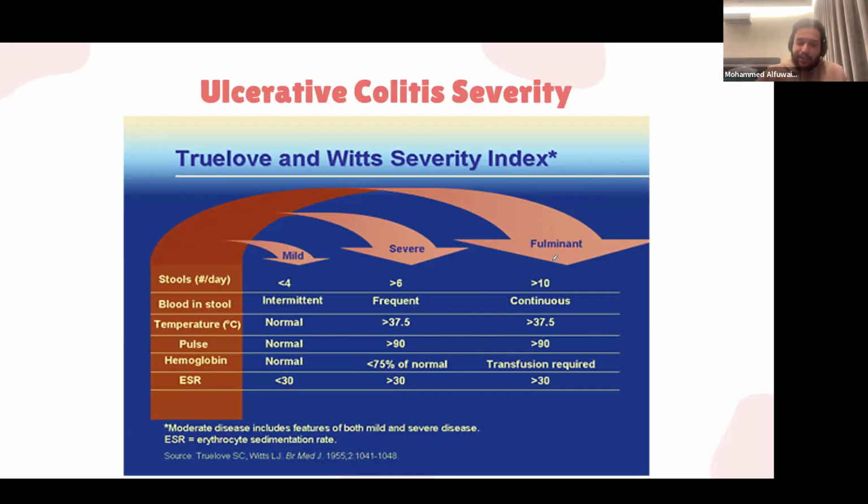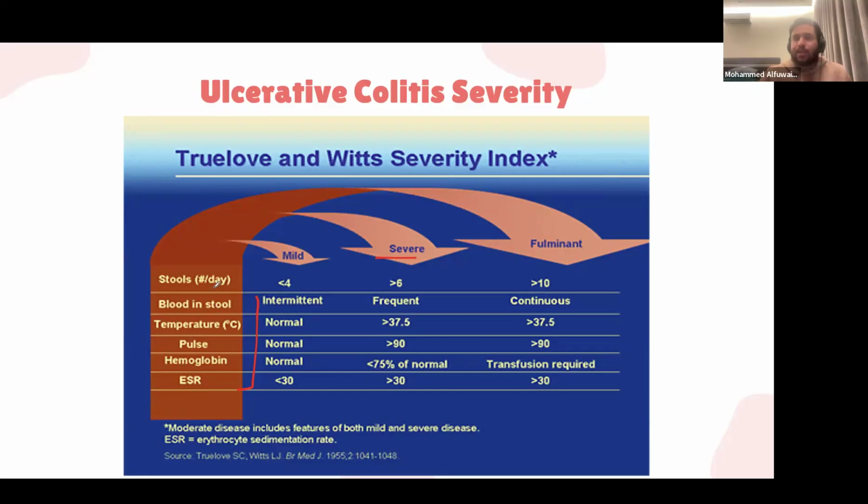There are six things about it. Stools, a number per day. If there's more, it's worse. Blood. So list these six. Just memorize this table, not gonna lie. I don't think you need to differentiate whether it's mild or severe or fulminant, okay? But just know the six parameters used.